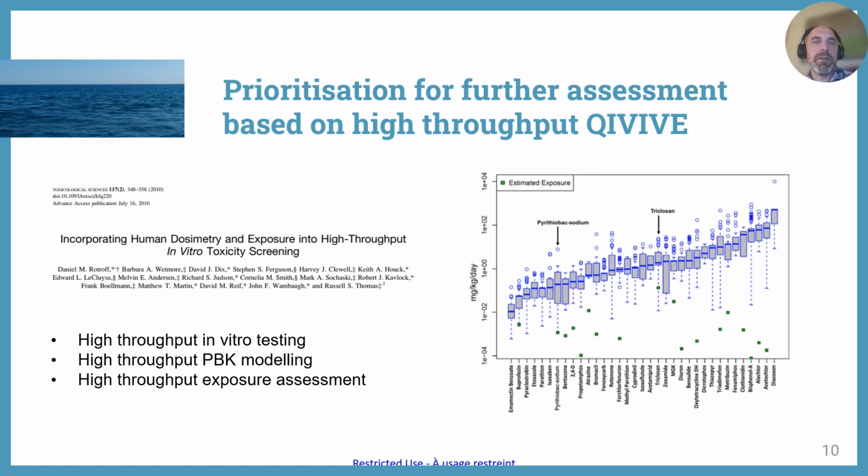Exposure estimates are depicted here as green squares in the graph. In this example, you see 2 chemicals indicated for which the exposure estimate was within the range of oral equivalent doses for that chemical. Using this approach, such chemicals may be prioritized for further in-depth assessment, as one may expect human exposure that leads to internal concentrations that cause effects in these in vitro bioassays.